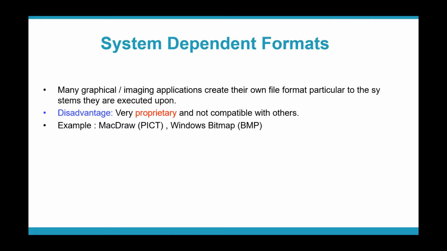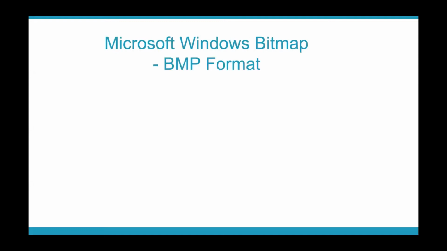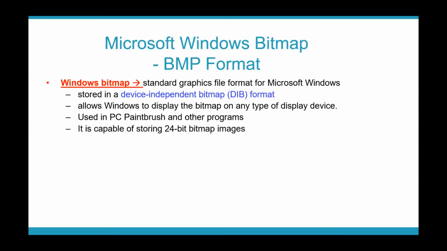Examples of system dependent formats are Windows bitmap, which you are familiar with, MacDraw, and PIC format. I think you're familiar with the Windows bitmap format, or BMP format. BMP is a very popular example of a system dependent format. That means it is not compatible: when you port that particular image to any other platform, it won't work properly. So today let's discuss this format, called the Windows bitmap format. This is specified in your syllabus as well, so let's discuss this in a little detail.